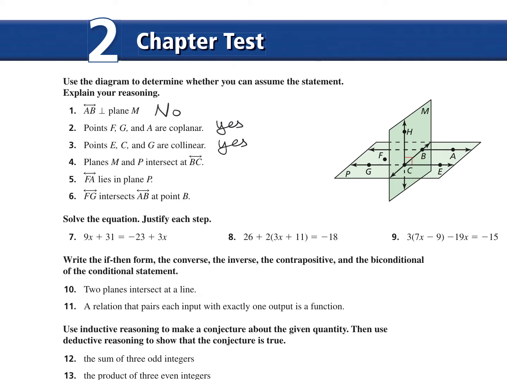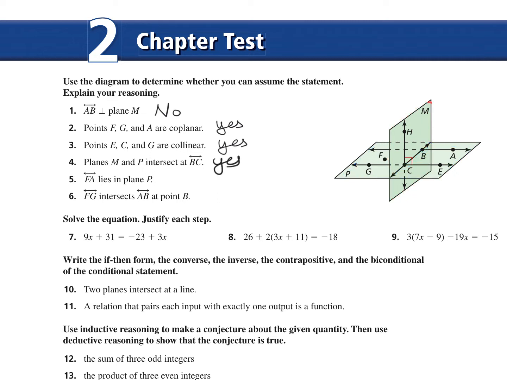Number 4, planes M and P intersect at BC. Well, plane M is right here. Plane P is right here. And yes, you can see their intersection is this line. So this one is also yes.